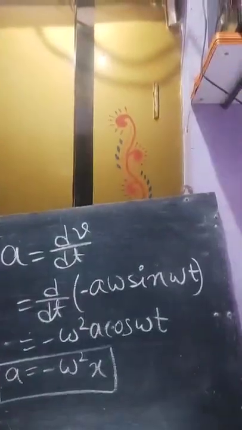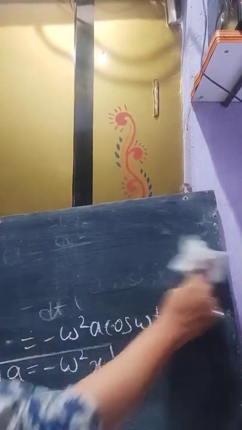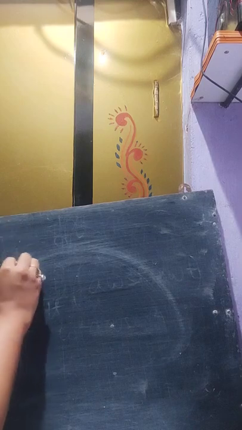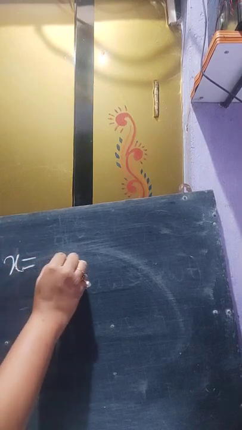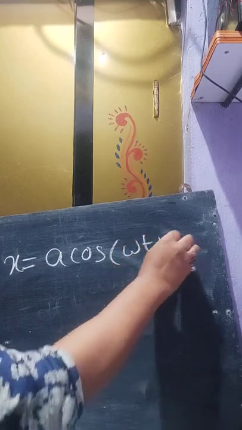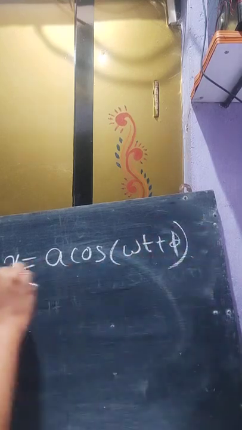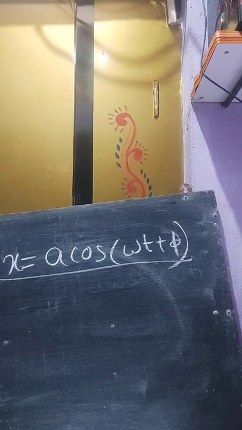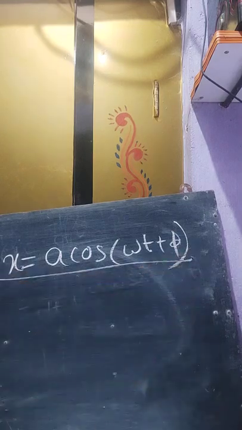Okay. So, what will be the general representation of SHM? The general representation of SHM, if we consider the phase, becomes x equals A cos omega t plus phi. What is phi? Phi is the initial phase.